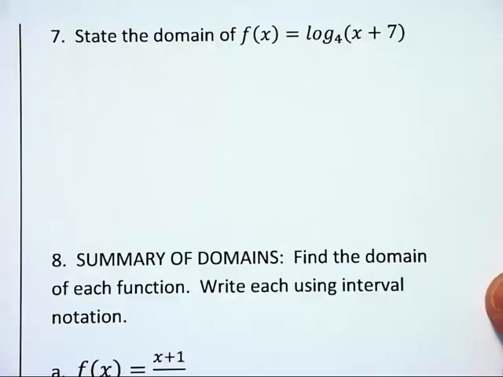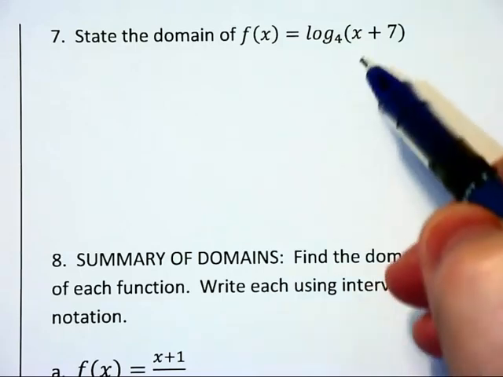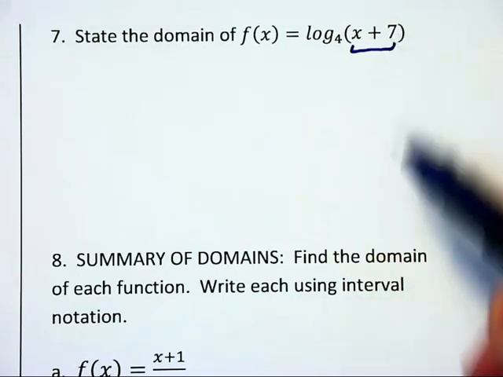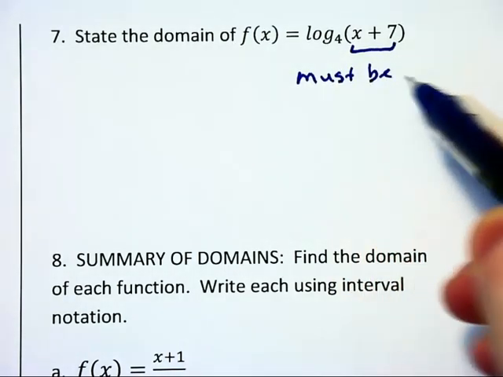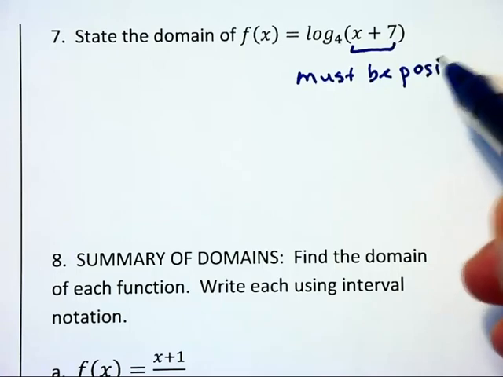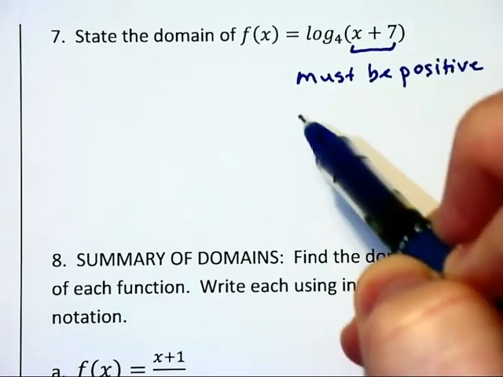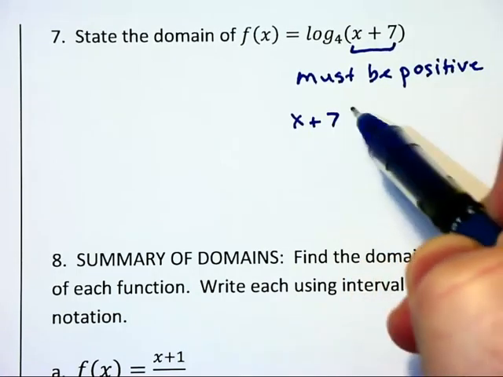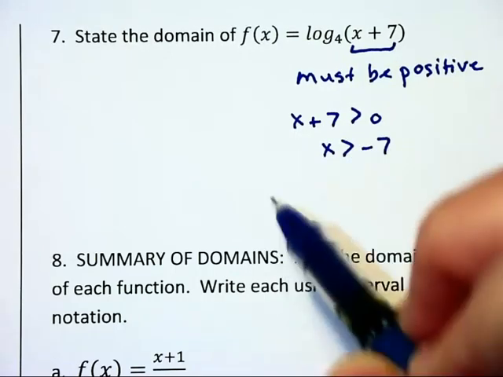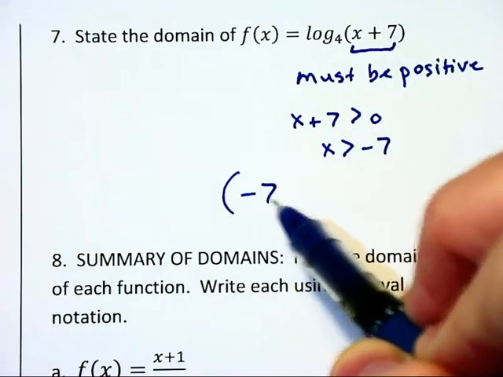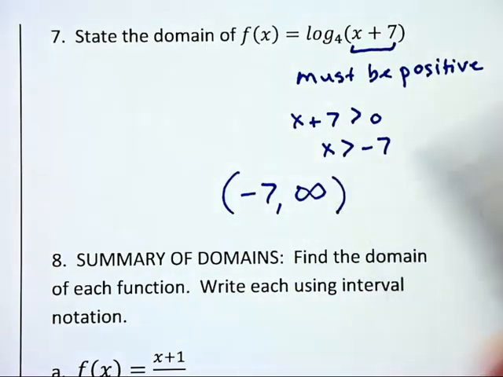Now let's look at the domain of a logarithmic function. Basically, whatever is inside of a logarithmic function must be positive. Okay, you may not have the log of 0. It specifically needs to be positive. So in this case, x plus 7 must be greater than 0. Therefore, x must be greater than negative 7. And our domain will be from negative 7 to infinity.